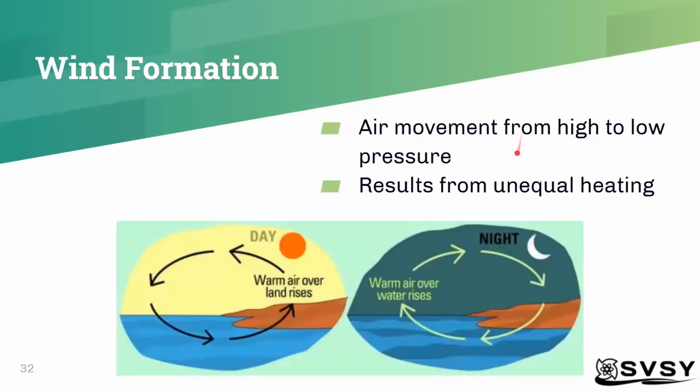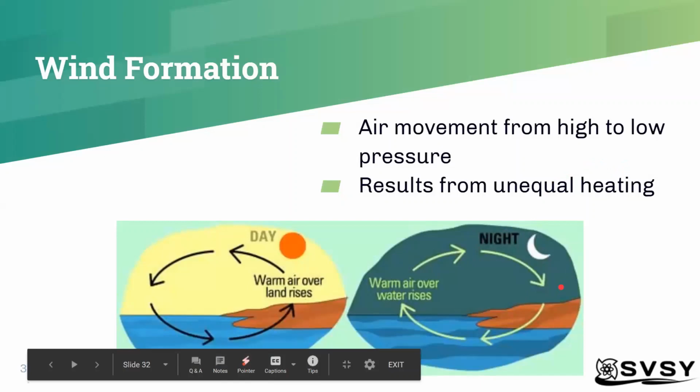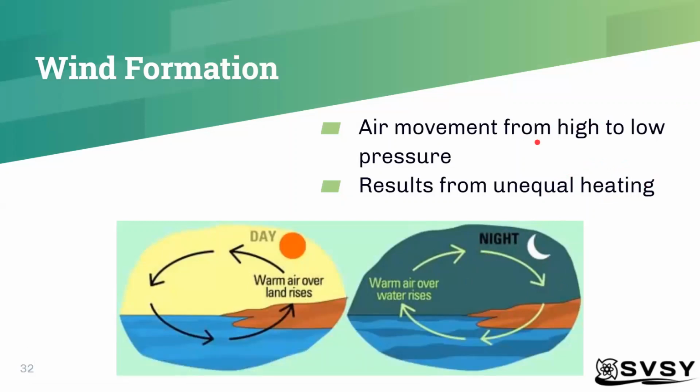Okay, so wind formation. Wind results from the unequal heating of the Earth's surface. And if you recall our lesson from yesterday, that seems kind of like a convection current, right? Okay, so I'll go back to that later. So wind itself is actually just the air movement from high to low pressure. So if you know about diffusion, it's basically that principle.